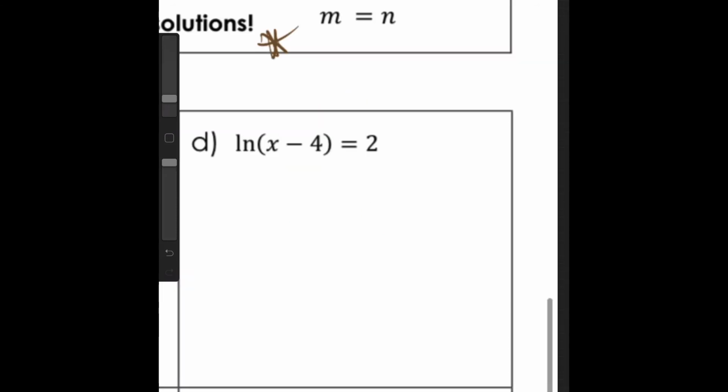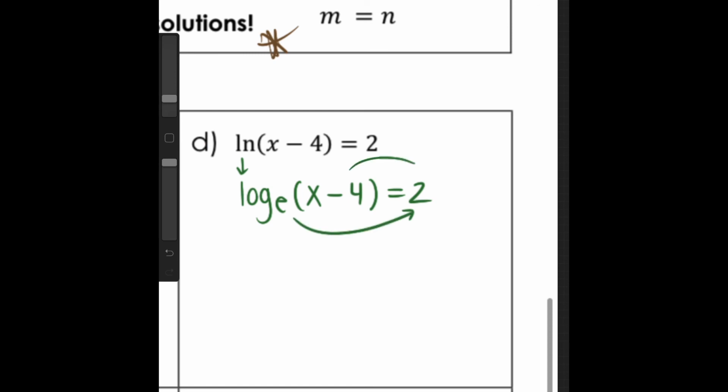And for D, you have a base, you just don't have it written. Remember, ln really means log with a base of e. So you're going to rewrite it with the base. And then once you rewrite it with a base, you're going to do power rule. So it's going to be e to the second power is equal to the inside of your log. And then your goal is to solve for x, so you're going to add 4 to both sides.